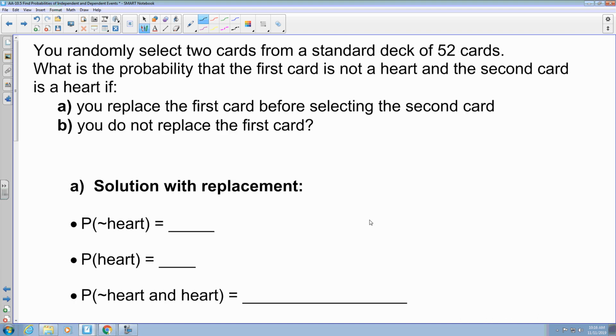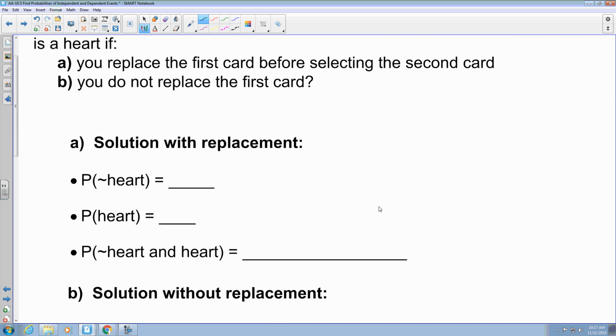All right. So here it says you select 2 cards from a standard deck of 52. What's the probability that the first card is not a heart and the second card is a heart if you replace the first card before selecting the second, and if you do not replace the first card? So with the replacement means it's an independent event. So the probability of you not selecting a heart would be what, 39 out of 52. Selecting a heart would be 13 out of 52.